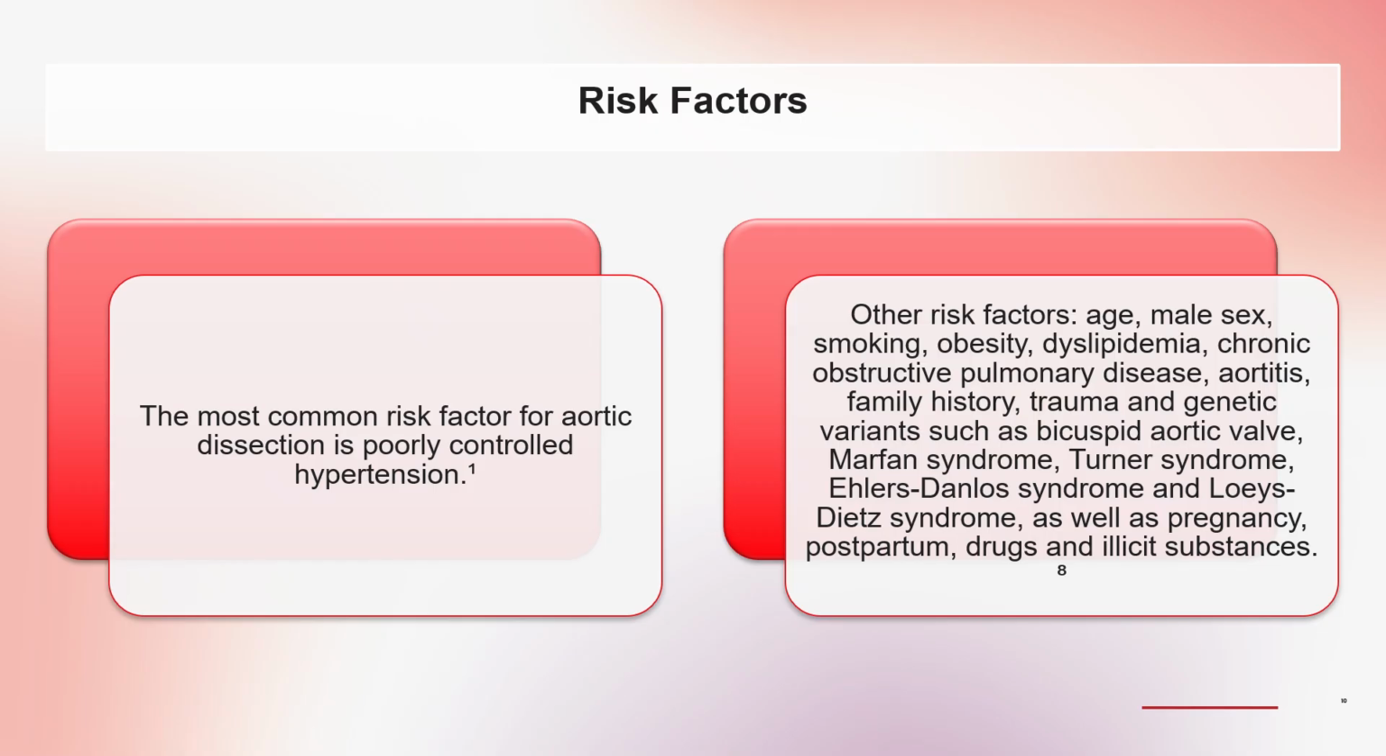The most common risk factor for aortic dissection is poorly controlled hypertension. Other risk factors include age, male sex, smoking, obesity, dyslipidemia, chronic obstructive pulmonary disease, aortitis, family history, trauma, and genetic variants such as bicuspid aortic valve, Marfan syndrome, Turner syndrome, Ehlers-Danlos syndrome, and Loeys-Dietz syndrome, as well as pregnancy, postpartum, drugs, and illicit substances.